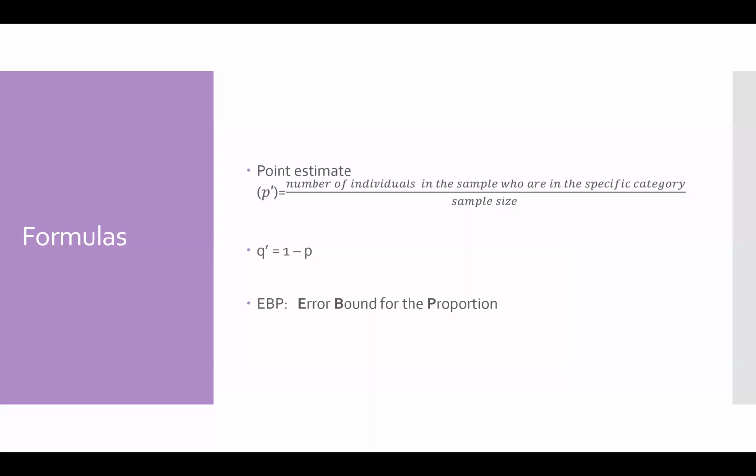And to calculate that point estimate, it is the number of individuals in the sample who are in the specific category that we're interested in divided by the sample size. And those two pieces of information will be given in the scenario so that we are able to calculate the point estimate, or P prime.